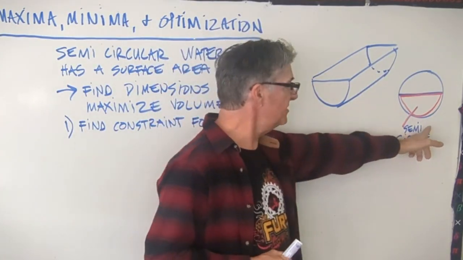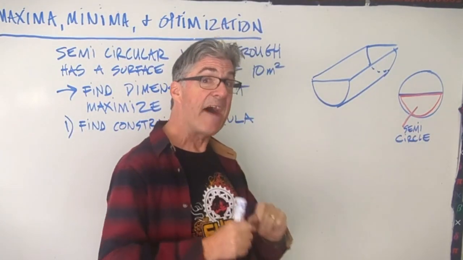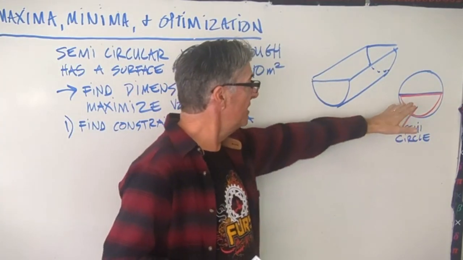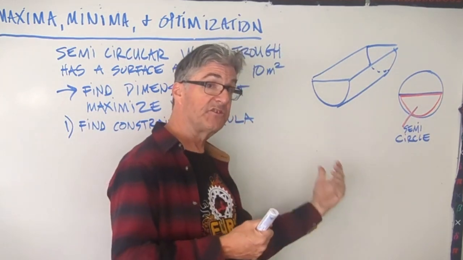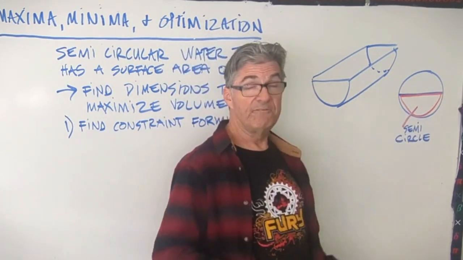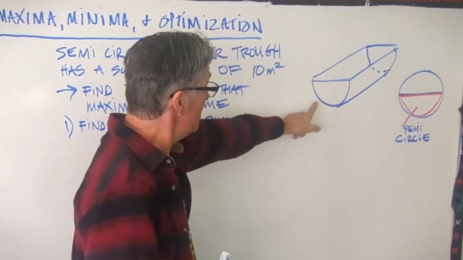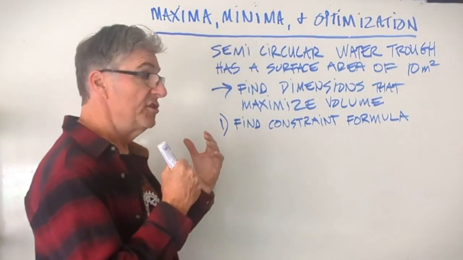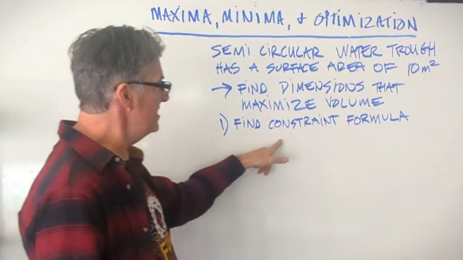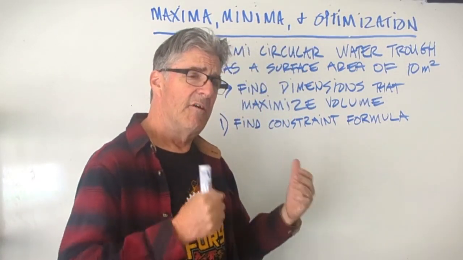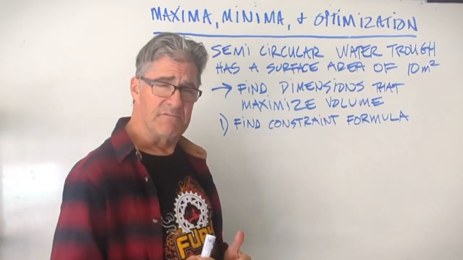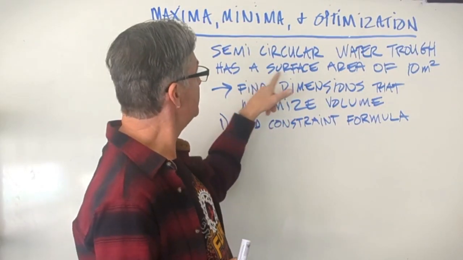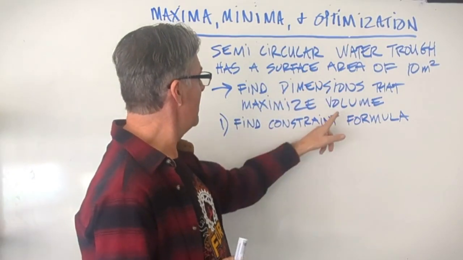So just to know, a semicircle is a very precise term. It's half of a circle. So if that were my circle, my semicircle is exactly half of it. So this semicircle has half the area of the circle, and it has half the circumference of the circle. So that tells you some very specific things about our water trough. Okay, so your first step, remember step 1, find the constraint formula. So first off, just write down the 2 formulas that apply in this situation. And it's right here. We have surface area here, and we want to maximize volume.